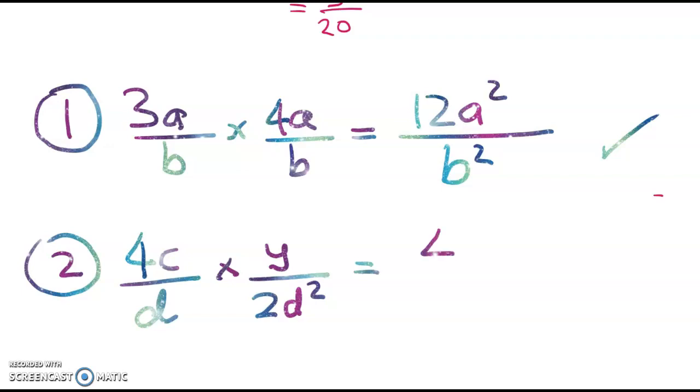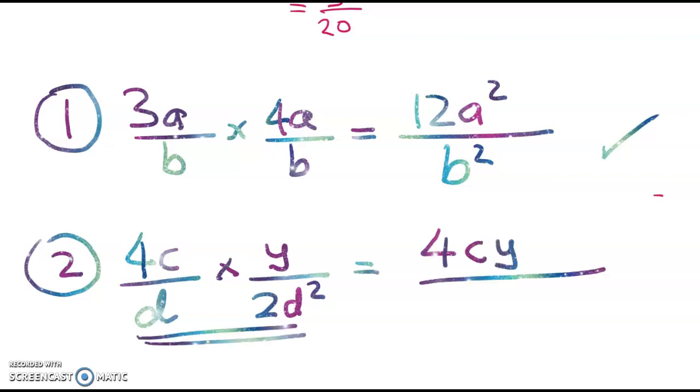Next one, 4c over d times y over 2d squared. Multiply the top, it'll be 4cy, and multiply the denominator, and we get 2d to the power of 3, right? There's an invisible 1 here.